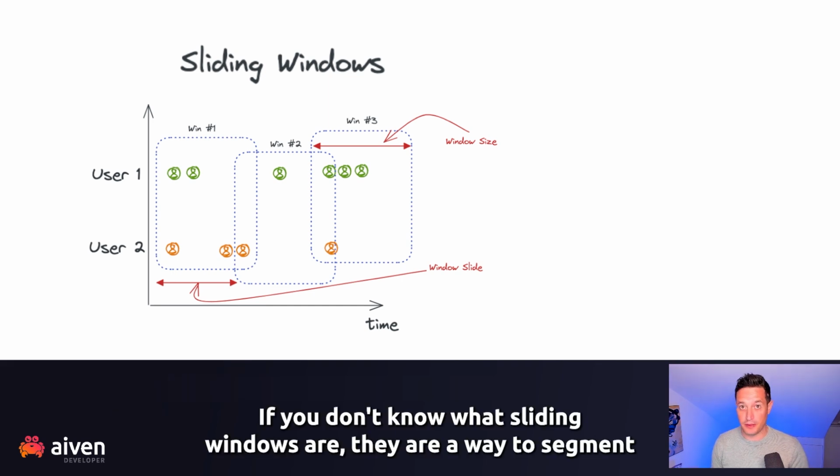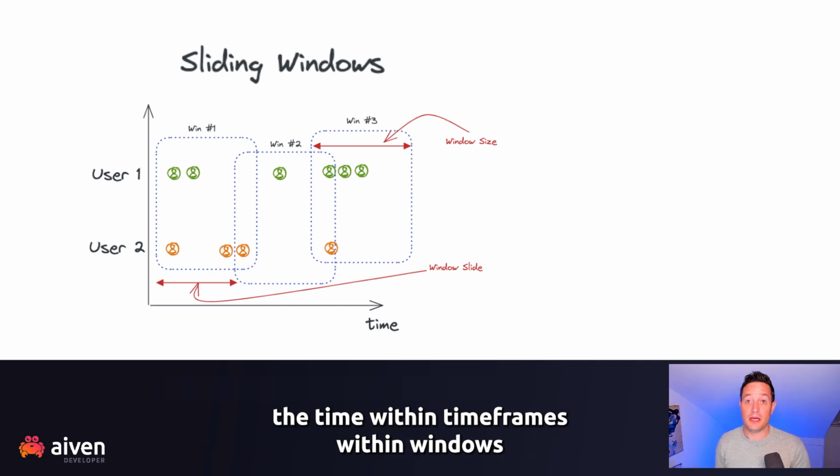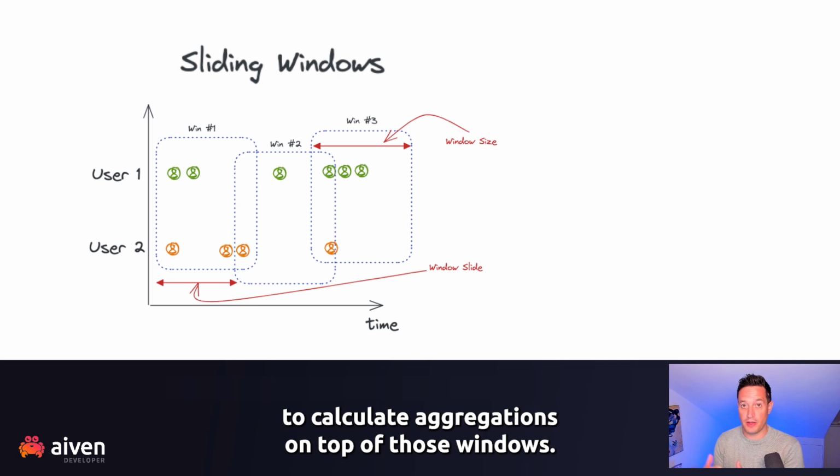In today's video, we will check how to create sliding windows using Apache Flink. If you don't know what sliding windows are, they are a way to segment the time within timeframes, within windows, to calculate aggregations on top of those windows.